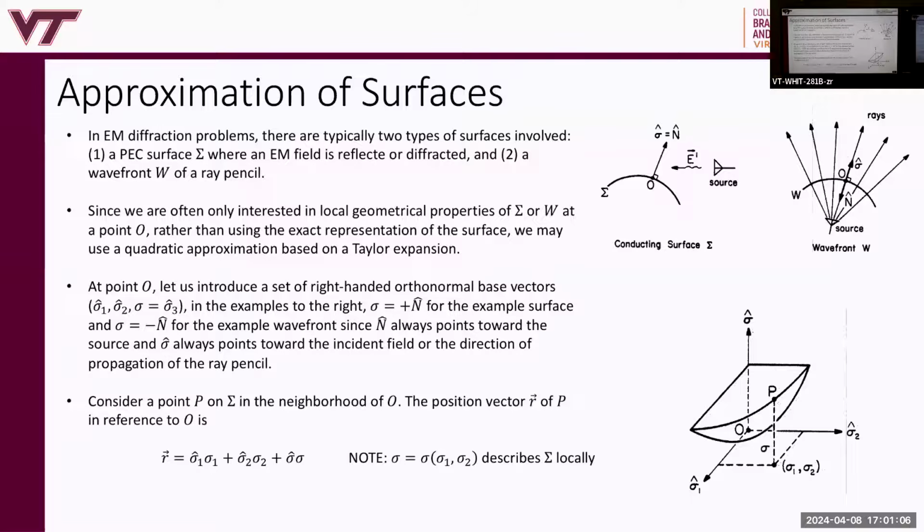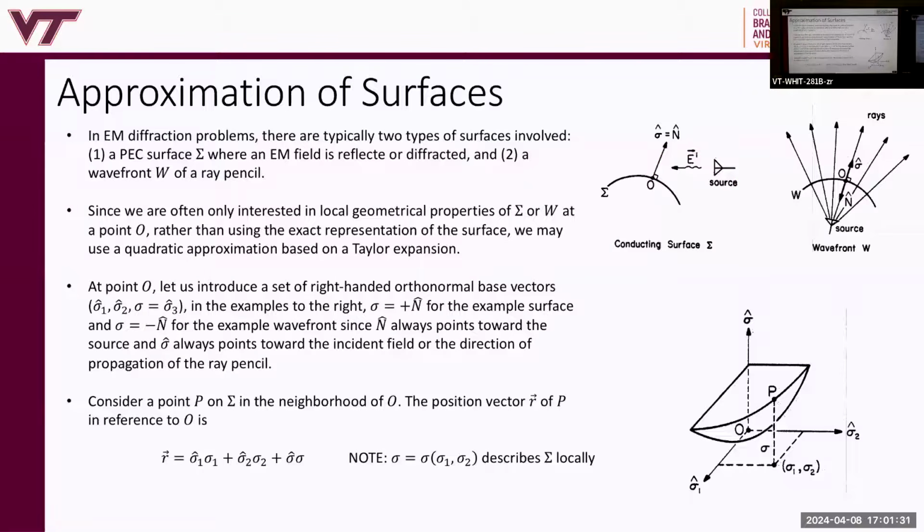Okay, good. So in EM diffraction problems, there are typically two types of surfaces involved. One, a PEC surface sigma where an EM field is to be reflected or diffracted, and two, a wavefront W of a ray pencil. All right, so here's a conducting surface. The normal to that surface always points toward the source, right? The source is way over here, but that's the direction of the normal. The normal can either be inward or outward, right?